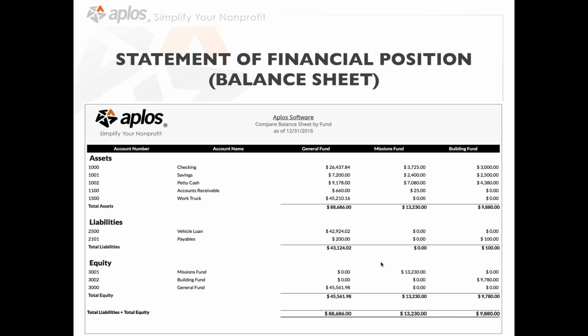So here is an example of how a report would look here in Aplos. So a statement of financial position, or a balance sheet, as we typically call it. And this one is by fund. So from top to bottom, you'll see my assets, liabilities, and equity. So there's checking, savings, petty cash, AR, and the work truck fixed asset. Liabilities are the vehicle loan, as well as accounts payable. Then down below that, I have missions, general, and building fund.